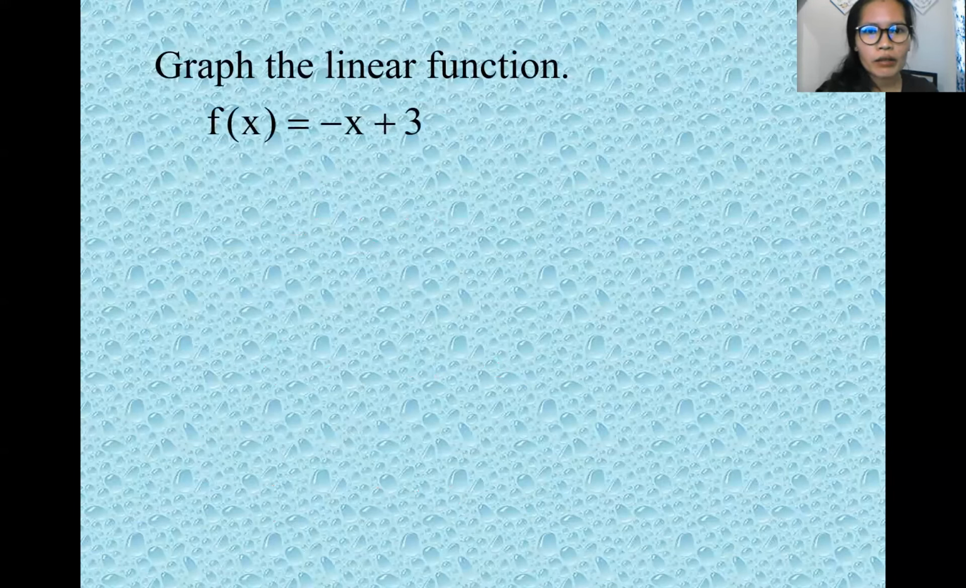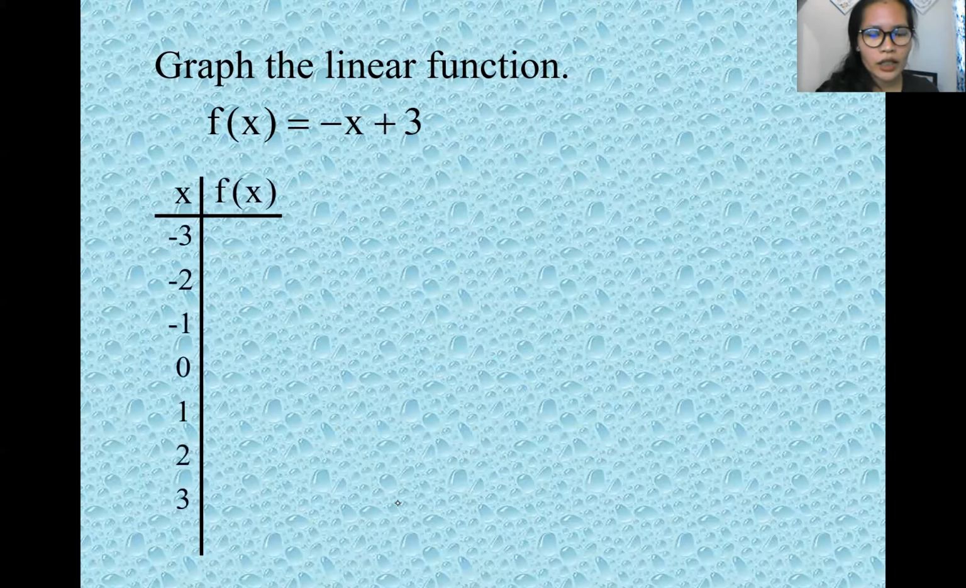Okay, how are we going to graph the linear function? So f of x is equal to negative x plus 3. Suppose we have the given values for x: negative 3, negative 2, negative 1, 0, 1, 2, and 3. What would be the value of our f of x? So, substitute. Negative 3 here in negative x plus 3. We replace x with negative 3. So, that would be negative times negative 3 is positive 3. Plus 3, the answer is 6, right?